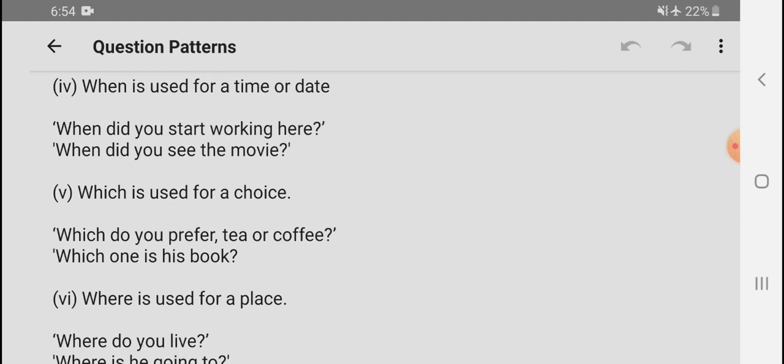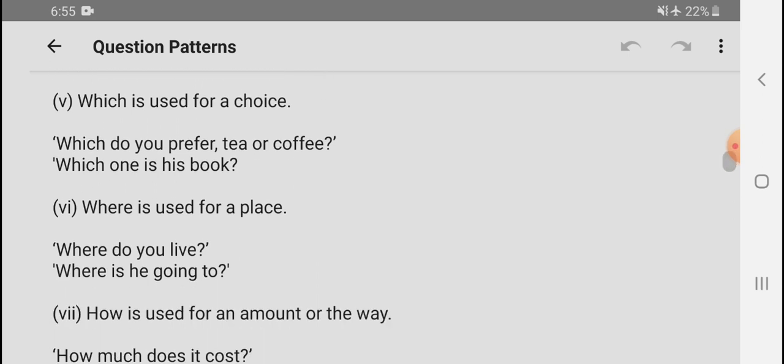Which on the other hand is used for a choice. If you have a choice in a sentence and you want to put up a question with that. Which do you prefer, tea or coffee? Which one is his book? So from these two examples you can understand that easily.